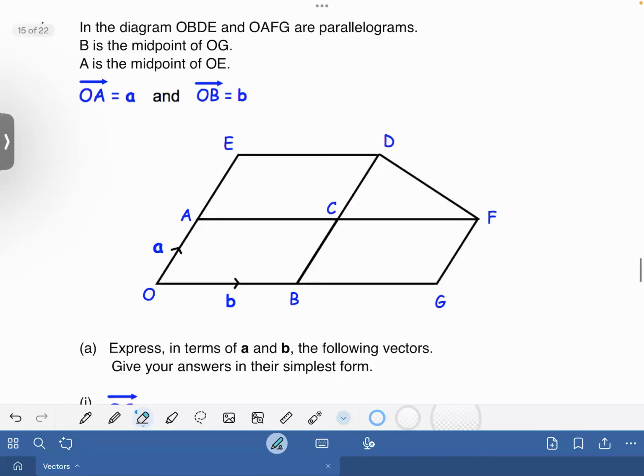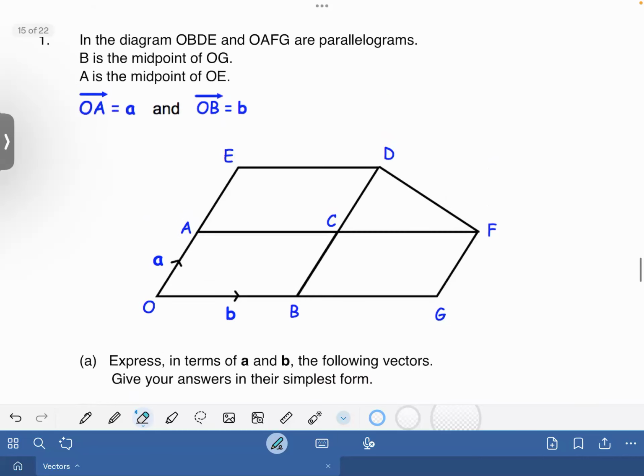Okay, according to the examiner, express. Now let me write this thing. They say that B is the midpoint of OG. So, I can say that this other piece is also small b because this is written small b. So this will also be small b, and this will also be small b, and this will also be small b. Agree or not? Yes sir. O to A is small a. So I can say that this is small a, and this is also small a, and this is also small a, and this is also small a. Agree or not?